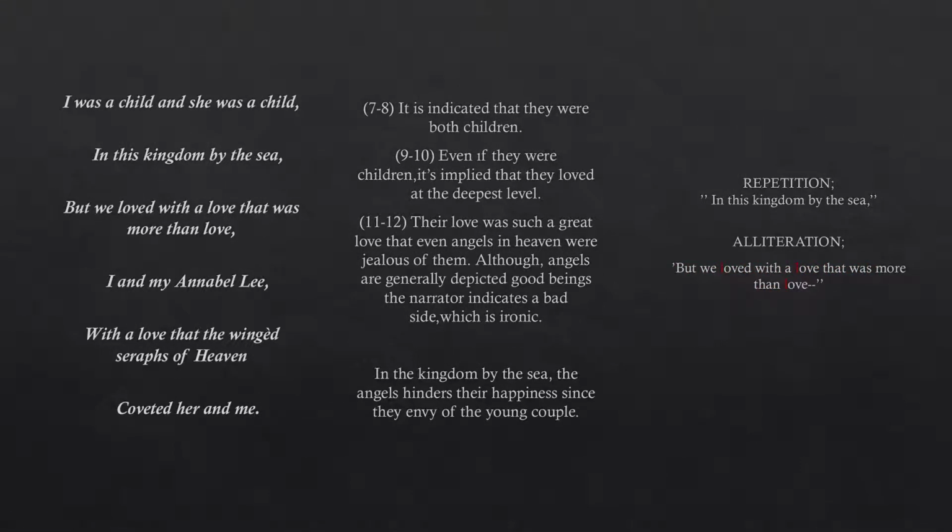And it is indicated that they are both children, and the narrator says, "but we loved with a love that was more than love." So even though they are children, it's implied that they loved at the deepest level. And he says, "with a love that the winged seraphs of heaven coveted her and me." Their love was so great that even angels are envious of them. Which is weird. Although angels are generally depicted as good beings, the narrator indicates a kind of bad side, which is ironic.